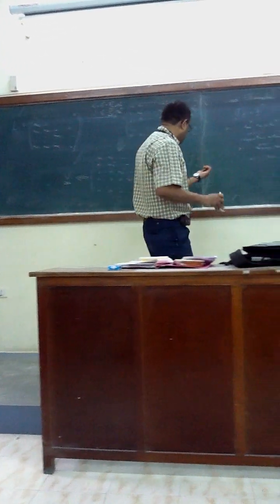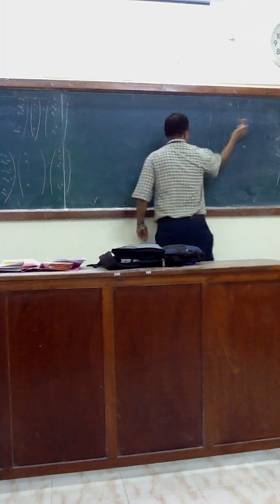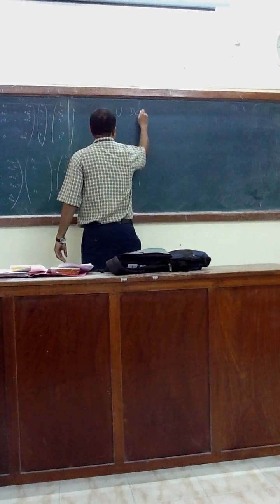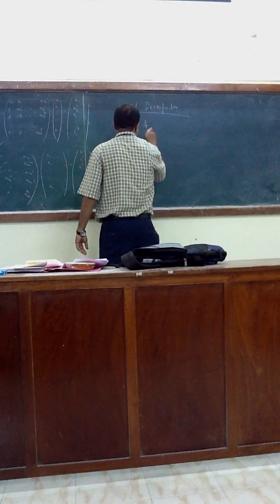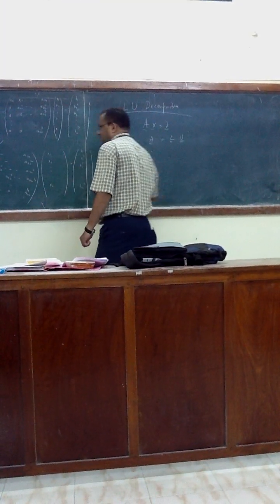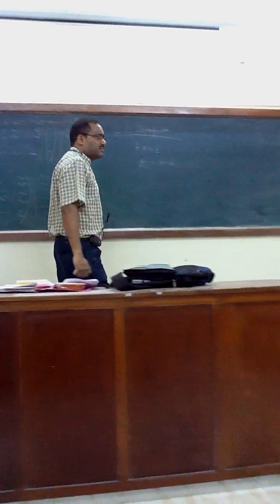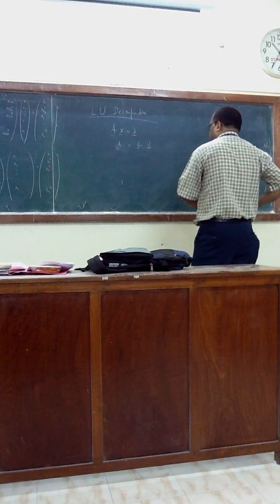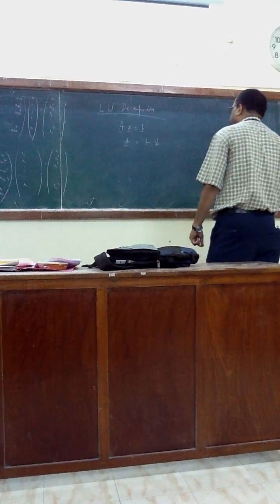Then next is LU decomposition. What we do? This is Ax equals to b. You decompose A matrix as a multiplication of L matrix and U matrix. You decompose this as L matrix and U matrix, right? And then what actually happens?